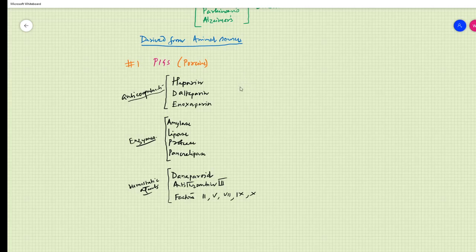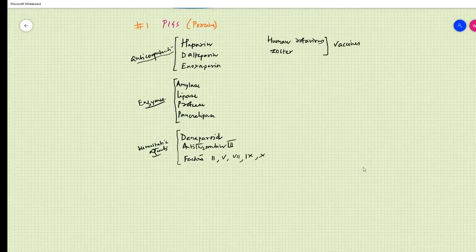Then we have certain vaccines like human rotavirus and say zoster virus. So these vaccines are also derived from porcine sources. Okay, so the first one was from pigs. Let's look at the second one.